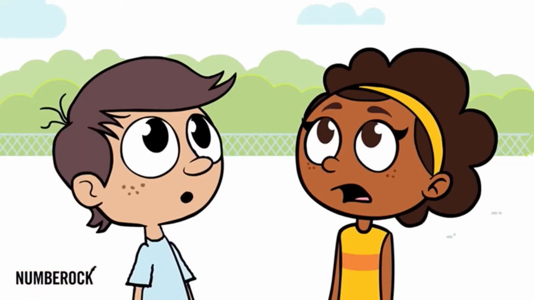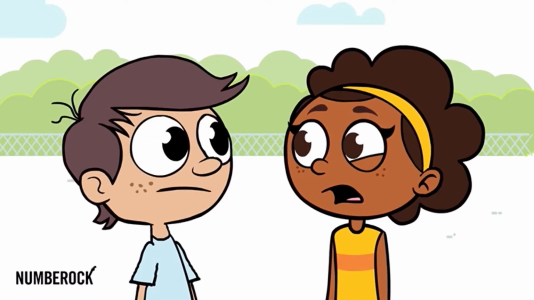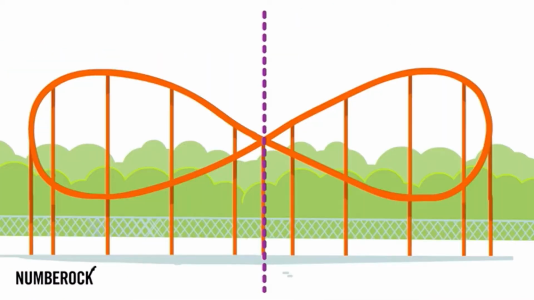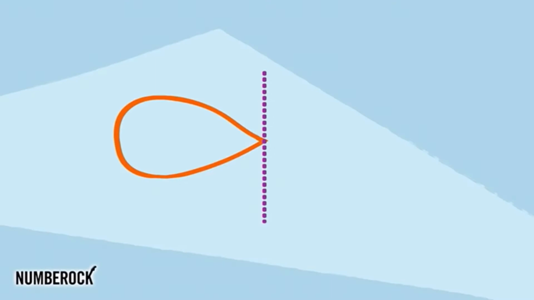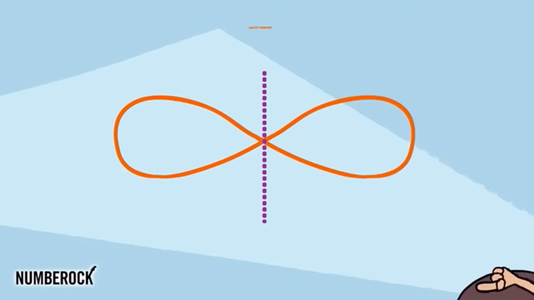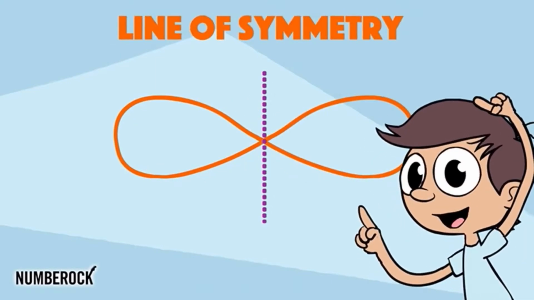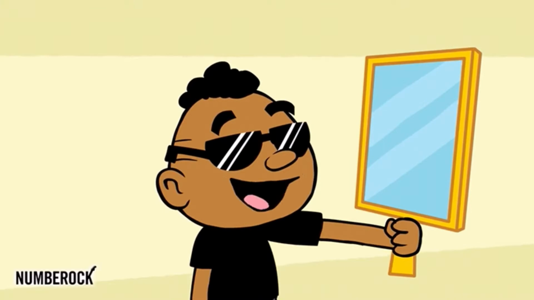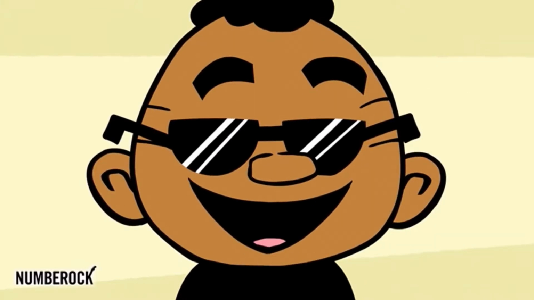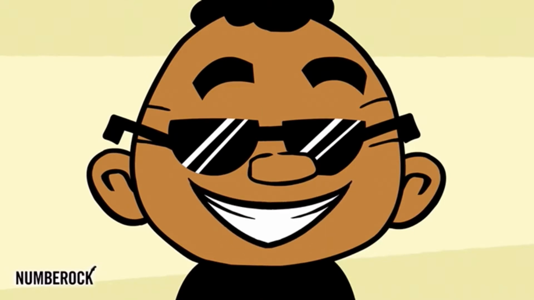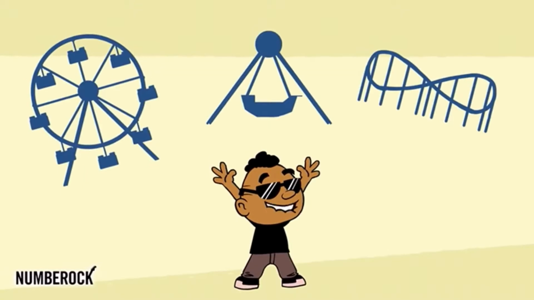We see the roller coaster's loop-de-loop has a line of symmetry between the hoop. A mirror reflection on each side is where the lines of symmetry hide. Then we see a mirror and realize symmetry disguised right between our eyes. A line divides each side of our face. We see symmetry all over the place.